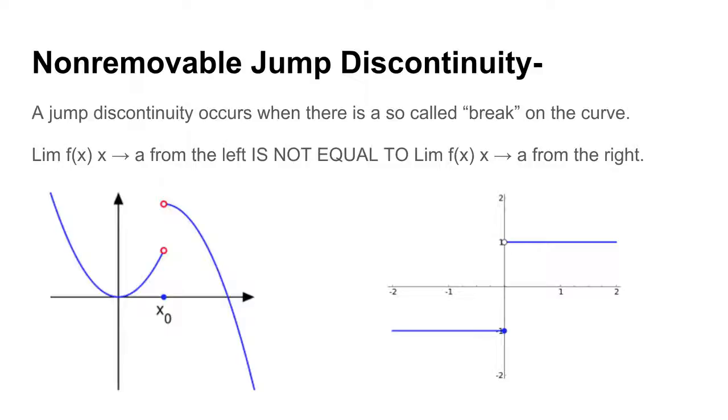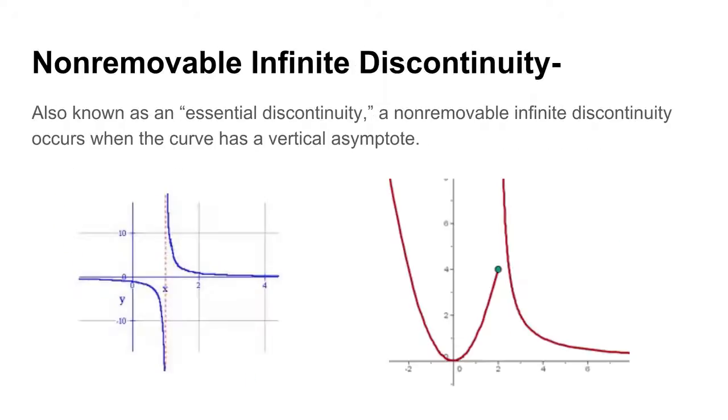The next type is a non-removable jump discontinuity. A jump discontinuity occurs when there is a so-called break on the curve. For example, in that function in the bottom left of your screen, the limit as x approaches a from the left, let's say that's 1, and let's say that second one is 2. So the limits do not equal each other, so the function is not continuous. At that point, it's a jump discontinuity.